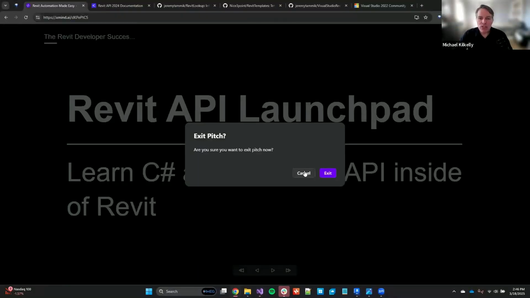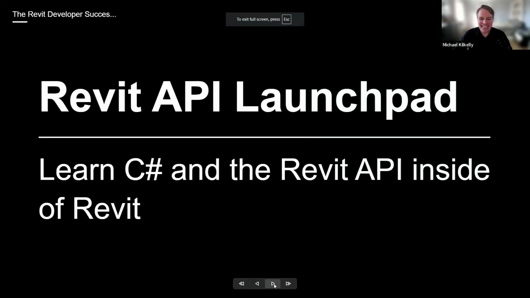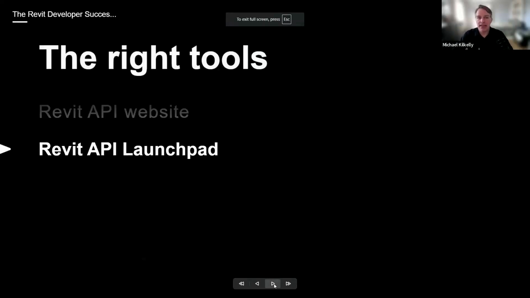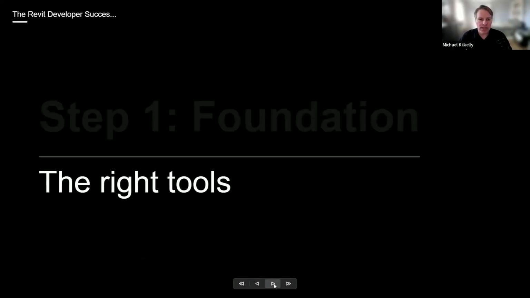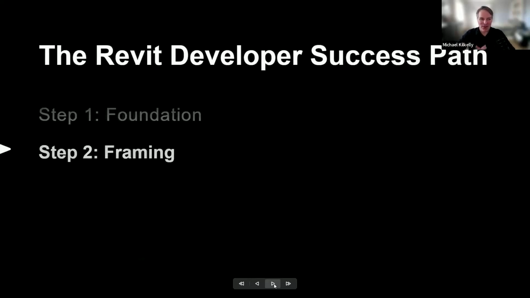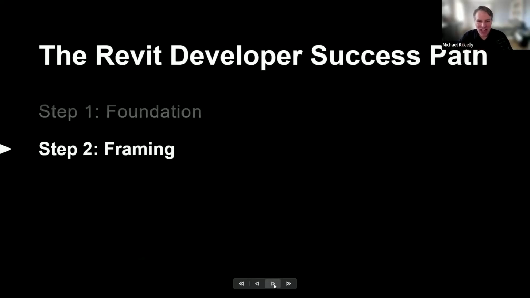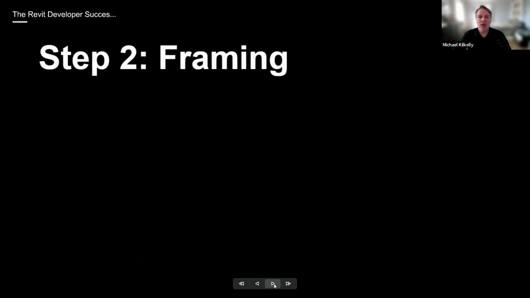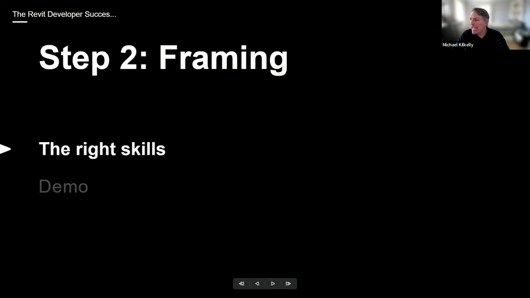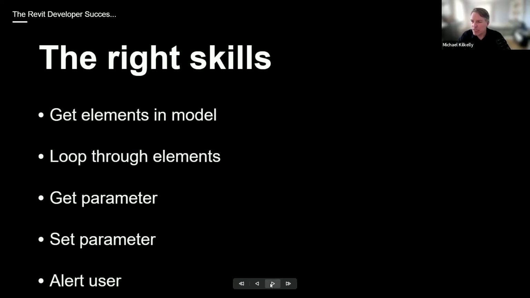Okay, so those are the tools that you really want to get set up with to make that experience work much better. Now, step 2. We have our foundation, and now we want to start building out our framing. With framing, what we're talking about here is the right skills. We want to have the appropriate skills that we need in order to be able to code. We want to build the fundamentals and have a good understanding of both C# and the Revit API.